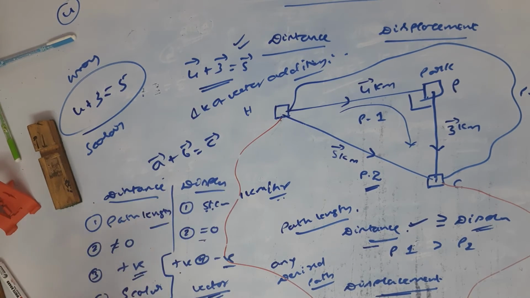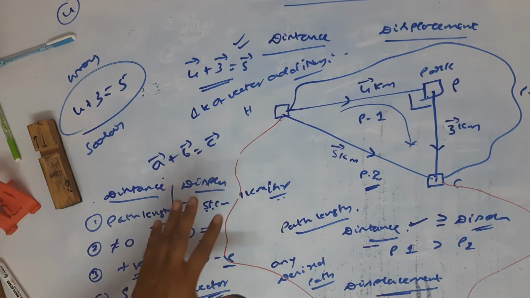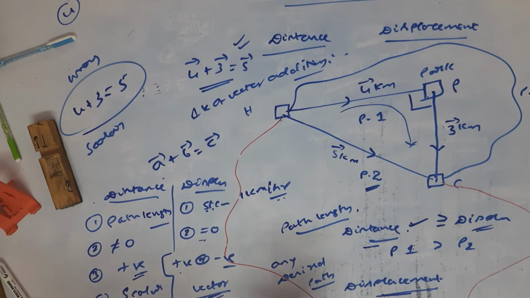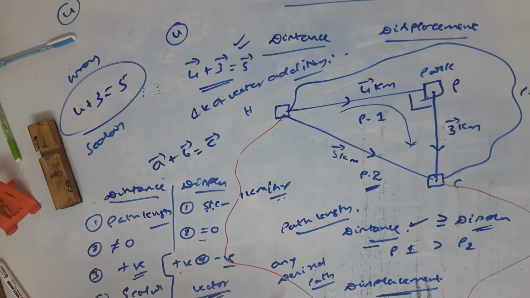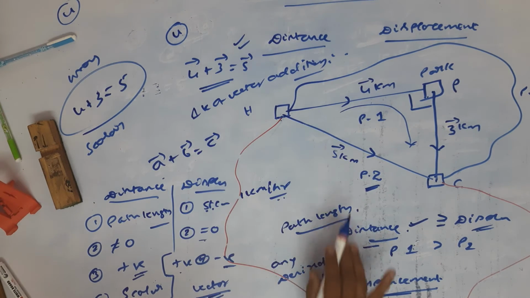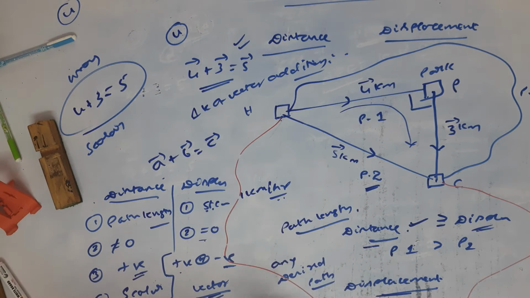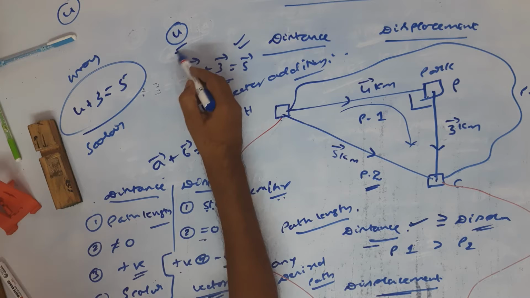I hope you are understanding the concepts I am presenting. If you are really following what I am saying, please write the letter U. U means you are understanding. Otherwise, I will repeat once again. If you are able to understand, please write U.